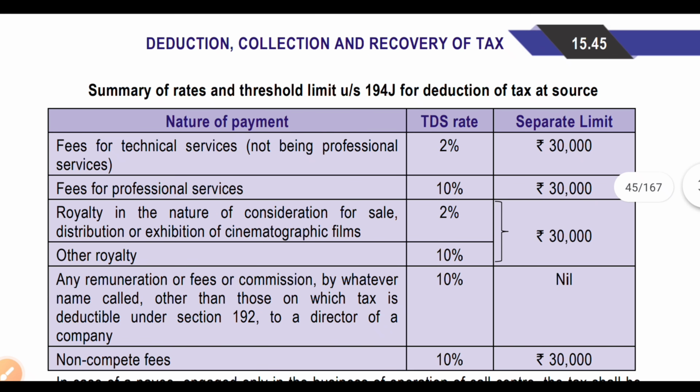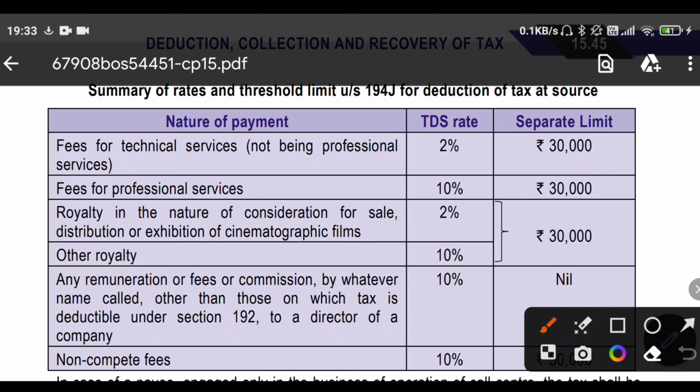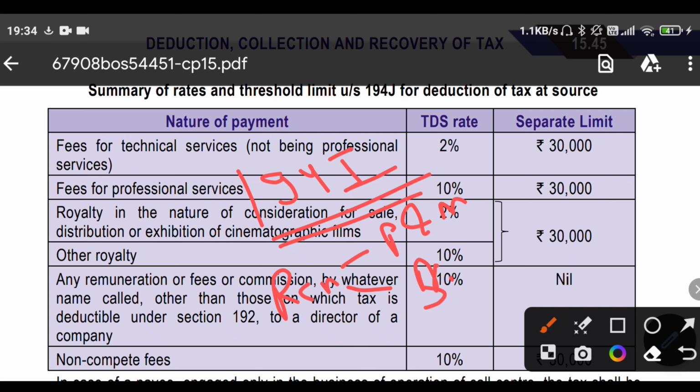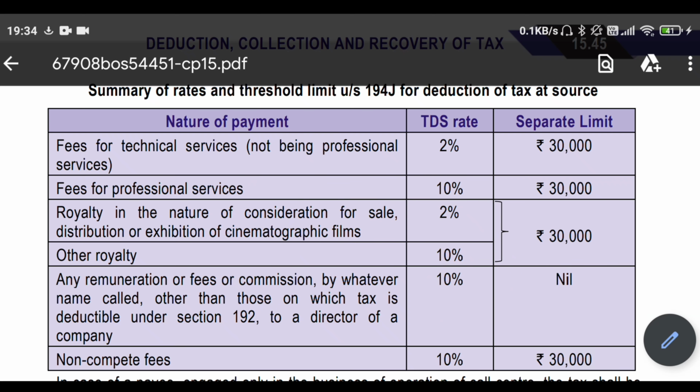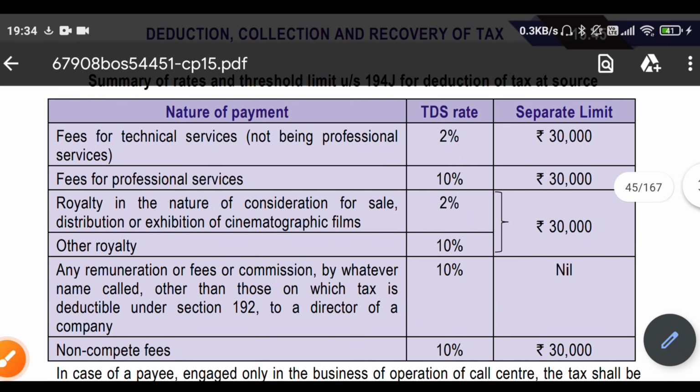And when we did the question of 194I, in that we have to check the aggregate, right? The aggregate limit for rent on plant and machinery and for rent of building. In that section we have to check the aggregate limit, but in this section we have to check a separate limit for each kind of professional service.